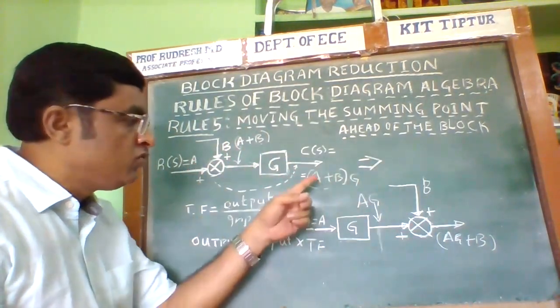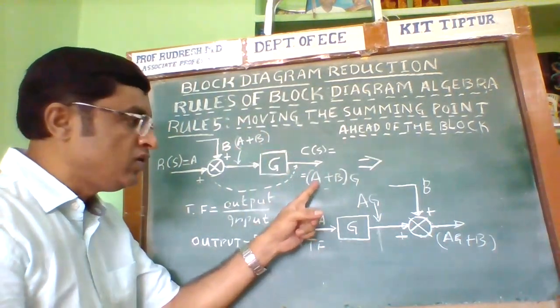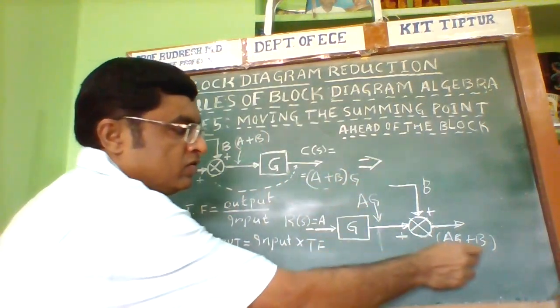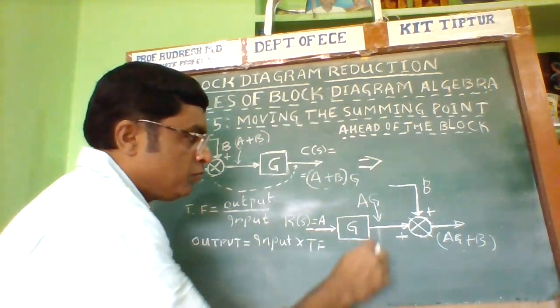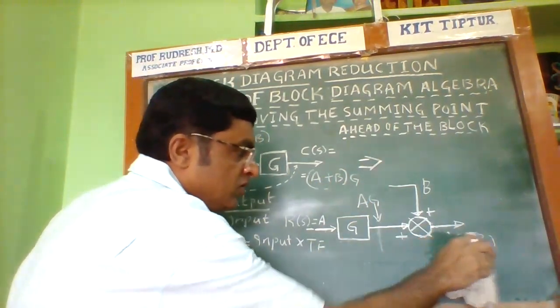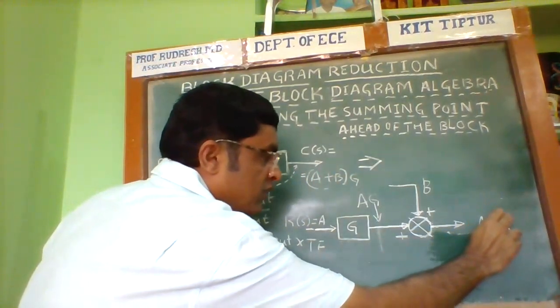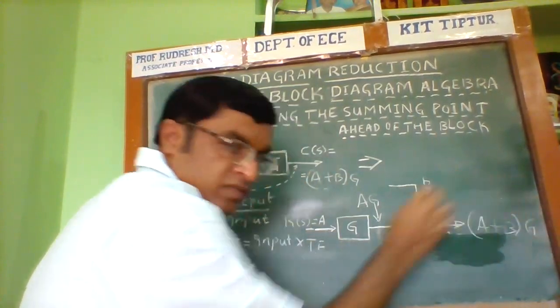But I should express, I should get the result: output is (A plus B) into G. In order to get this, this is wrong. In order to get that, we should multiply this branch. Here I should get (A plus B) into G. This is the answer we should get.